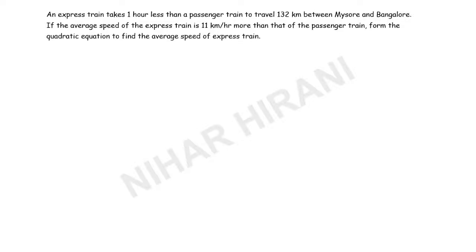Hello, let us solve this question. An express train takes 1 hour less than a passenger train to travel 132 km between Mysore and Bangalore. If the average speed of express train is 11 km per hour more than that of passenger train, form the quadratic equation to find the average speed of the express train.